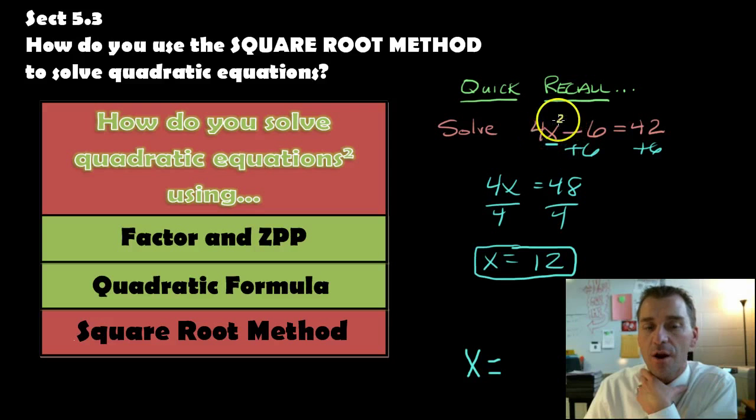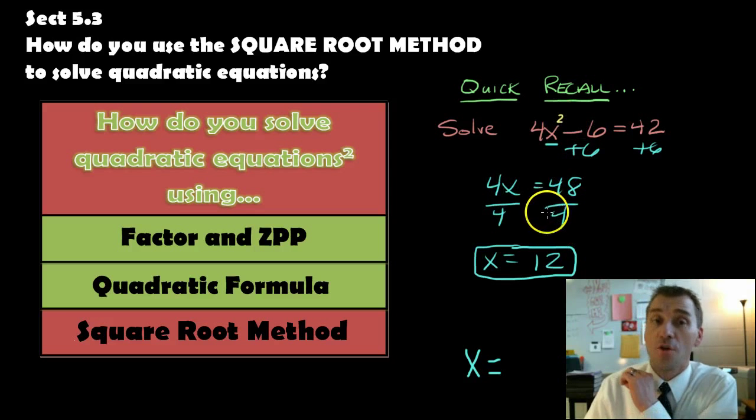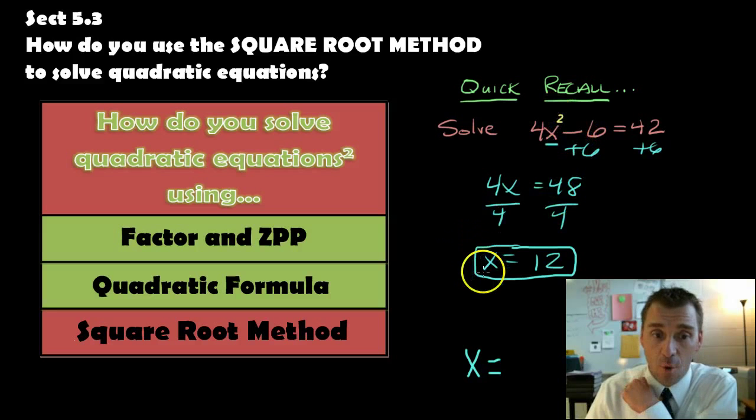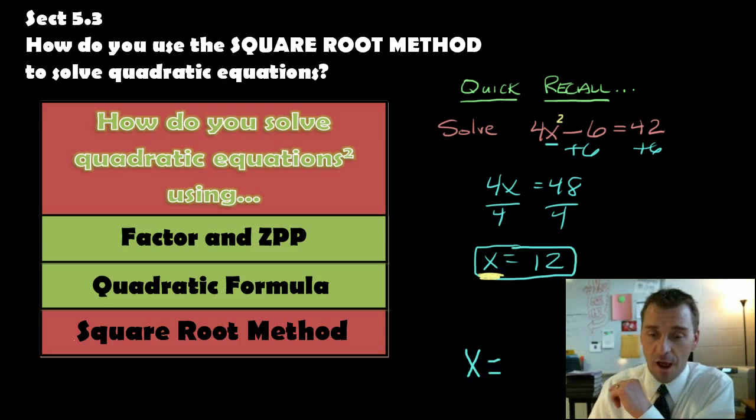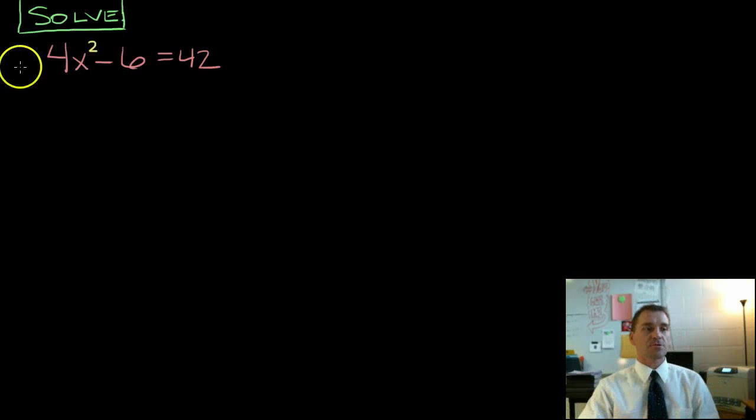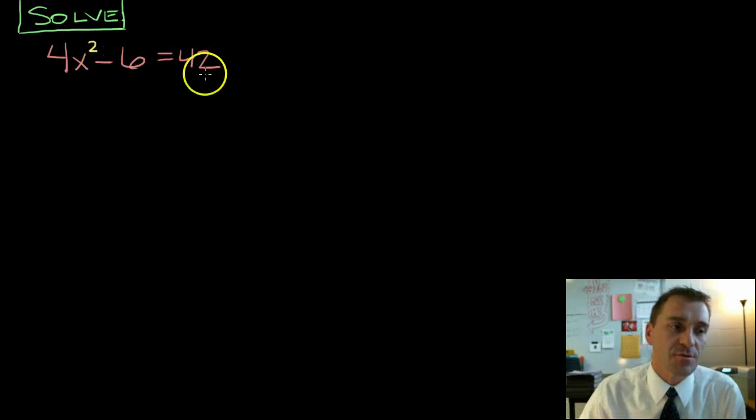So now we're talking a little bit different in how we're going to solve it, although I would tell you the goal still remains the same. We are going to get x by itself. Okay? So here we go. Let's go over and do this example. So 4x squared minus 6 equals 42.